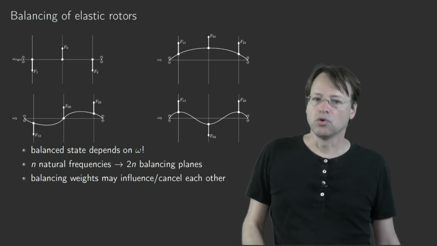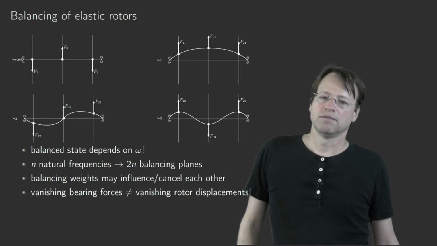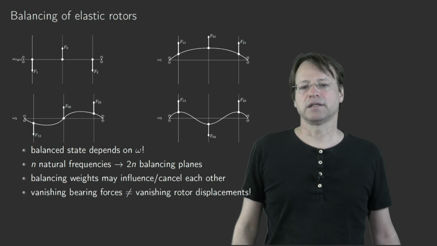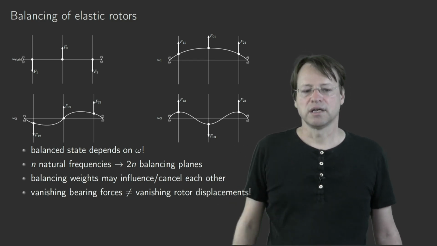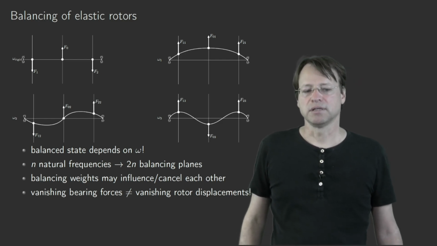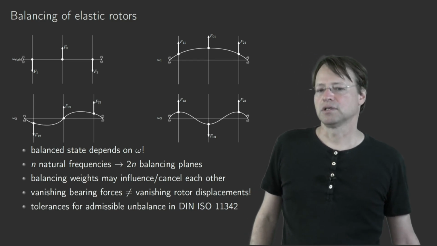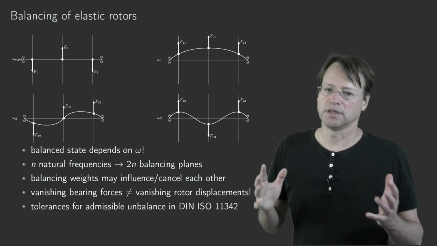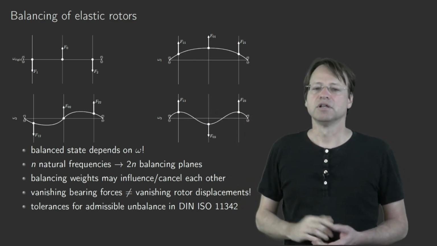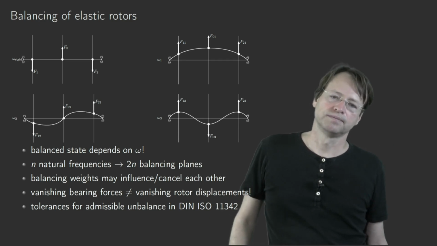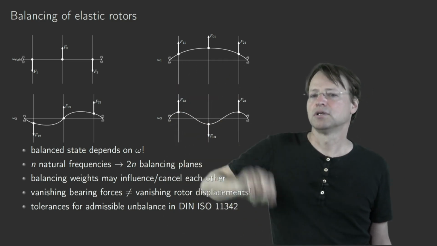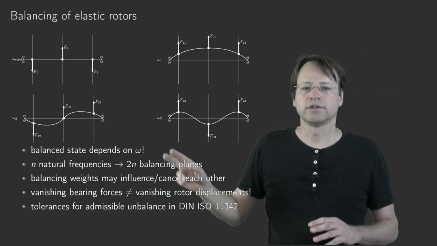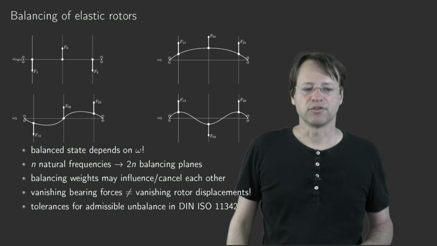Usually you want to balance them only in the range of operation, and vanishing bearing forces is not the same as vanishing rotor displacements, I should add here. And finally, also for this case, there are tolerances for admissible imbalances, and they can be found in the ISO standard 11342. And the fact that the vanishing bearing forces are not related to vanishing rotor displacements can be seen here from this figure. If you add these additional masses due to the flexibility of the shaft, you will see, of course, displacements, because they are related to the flexibility of the shaft and not necessarily to the vanishing of the bearing forces.